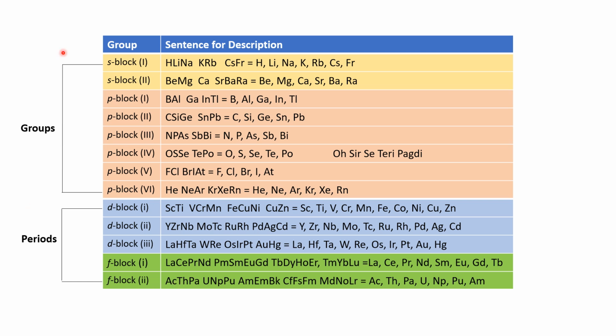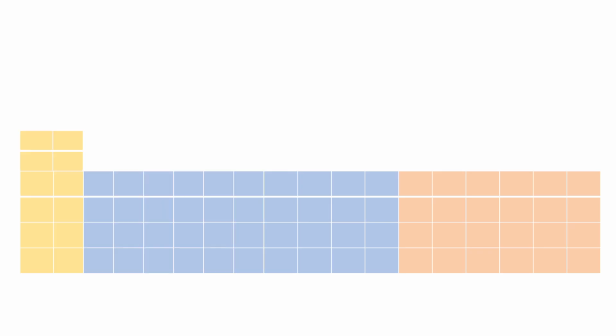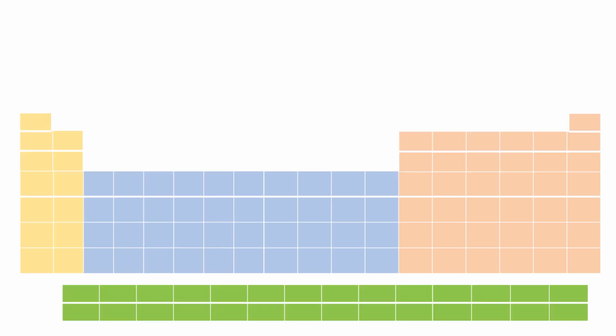Now I will show you next how we are going to use these sentences or phrases. We are going to use these different sentences for these different groups in the periodic table to make this periodic table. Group first of these S block elements, for that the sentence was Helena: hydrogen, lithium, sodium, crab, that is potassium and rubidium, spur, that is cesium and francium.